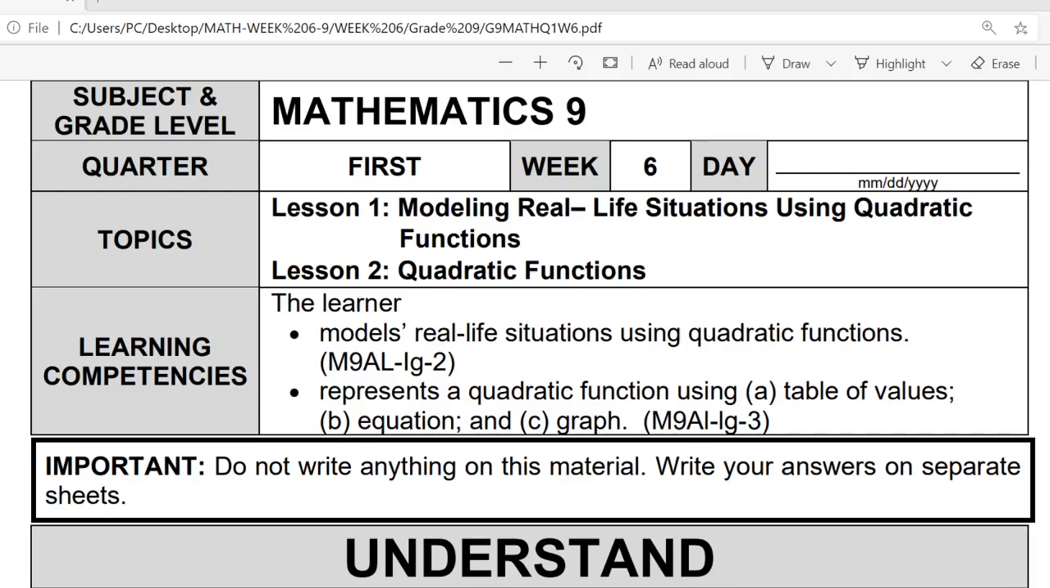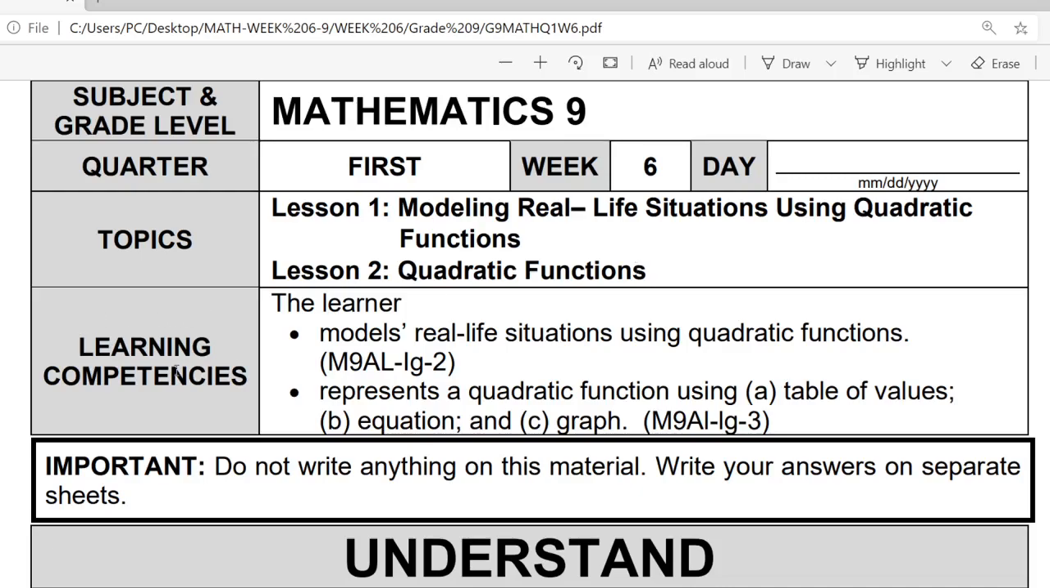I am going to discuss with you today modeling real life situations using quadratic functions. And in lesson 2, we have quadratic functions. So what are our competencies here?